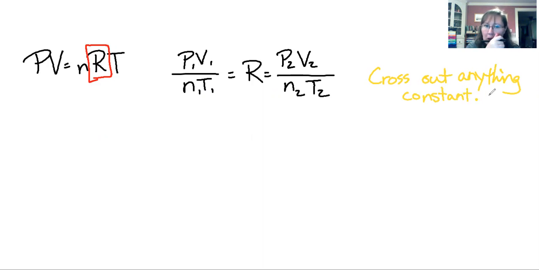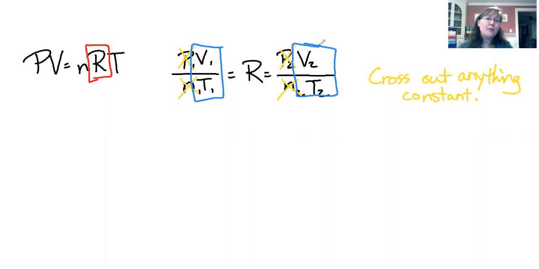So for example, in Charles's law, we have volume and temperature changing together, and we assume that pressure and number of moles aren't changing. So once you cross out anything that's held constant, you're left with Charles's law. Now, if that works for you, great. If it stresses you out, don't worry about it, okay?